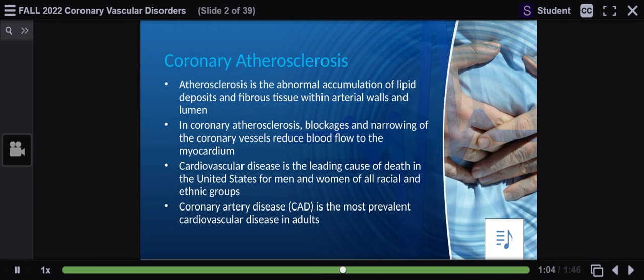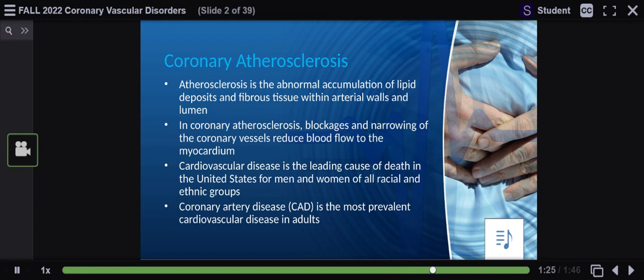Atherosclerosis is also responsible for cerebral vascular disease, peripheral vascular disease, and some manifestations of renal disease. Atherosclerosis involves a repetitive inflammatory response to the injury of the arterial wall and subsequent alteration in the structural and biochemical properties of the arterial walls.